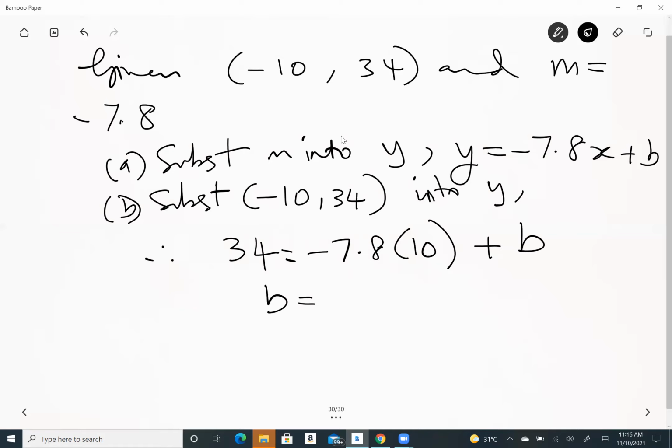So b is equal to 34. 7.8 times 10 is 78, so minus 78. Negative 10 gives 78, so that one becomes negative. So that will be equal to negative 44. Right?